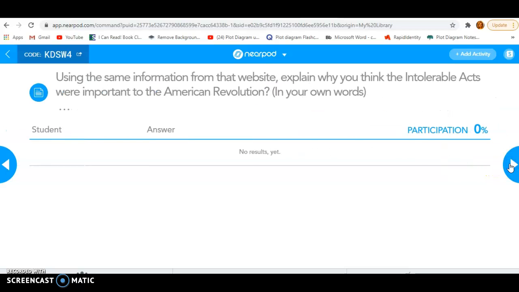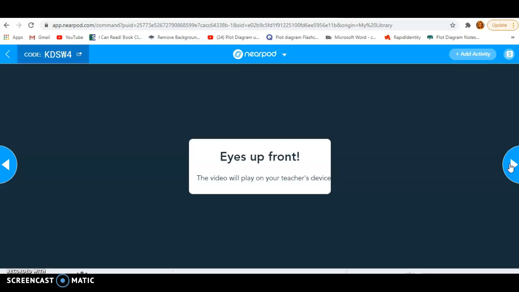Then the next question you had to answer was why were the Intolerable Acts important to the American Revolution? You have to write it in your own words. I'm hoping that you put something about the fact that it caused the Americans to revolt against the British, and that is what led to the American Revolution. So hopefully you got those 2. Make sure you submitted that Nearpod so that you get credit for doing it, okay?